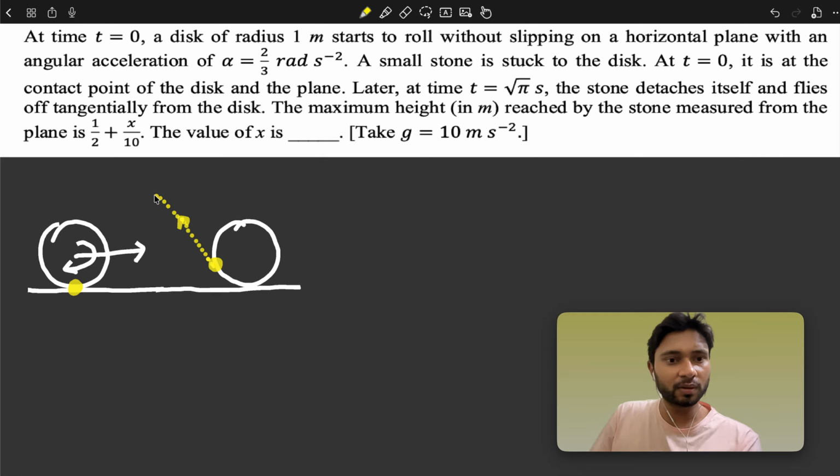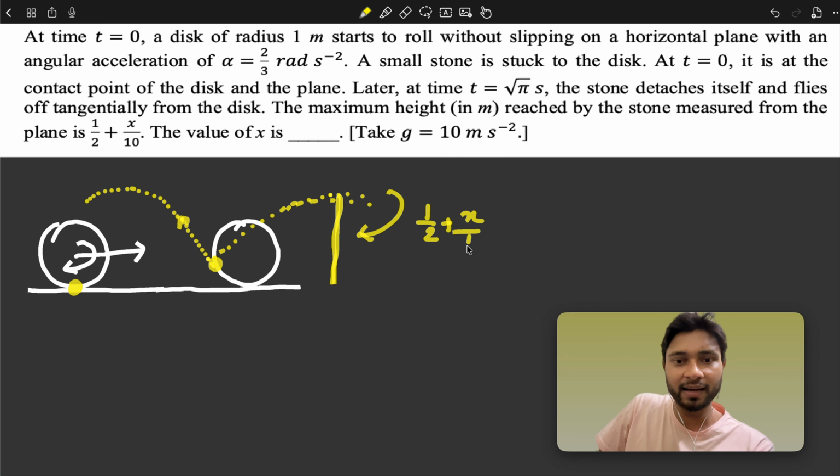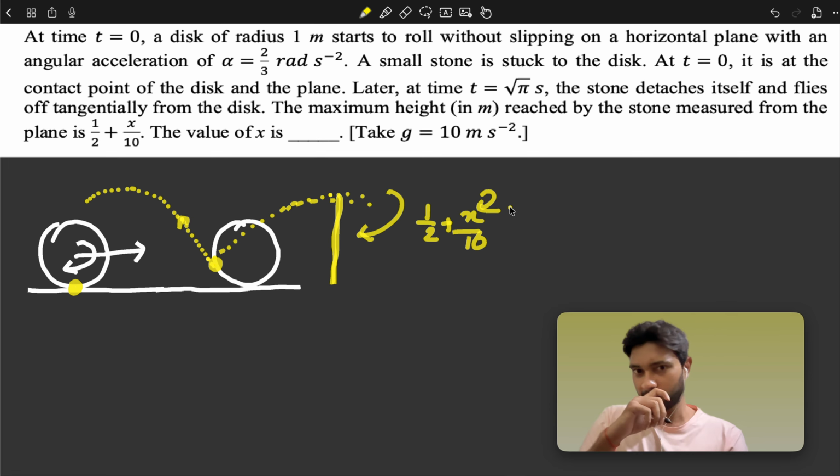Now this stone will do some kind of projectile motion. It could be like this or it could be like this, that doesn't matter, we can figure it out later. So there are two possibilities: either the stone will do this kind of projectile or that kind of projectile. We have to figure out the maximum height. This maximum height is given as 1 by 2 plus x by 10 and we have to figure out the value of x. So this is the question.